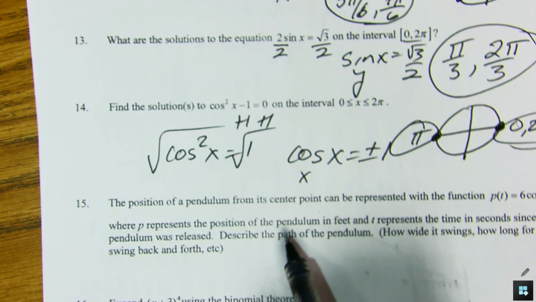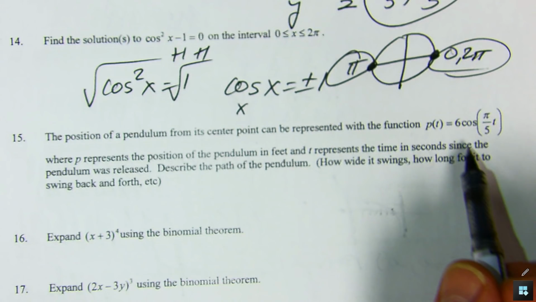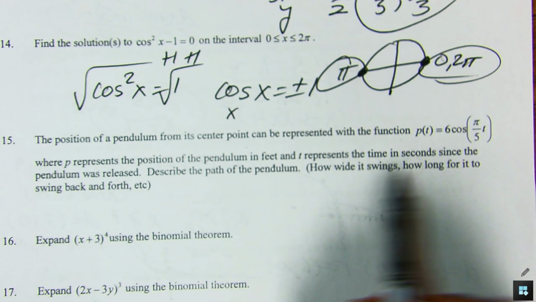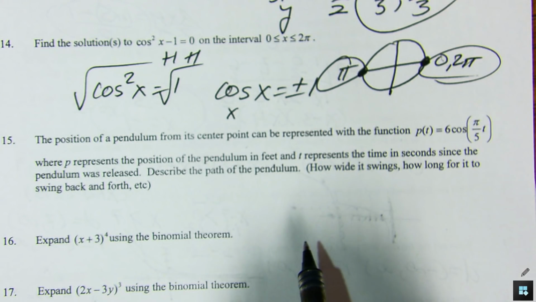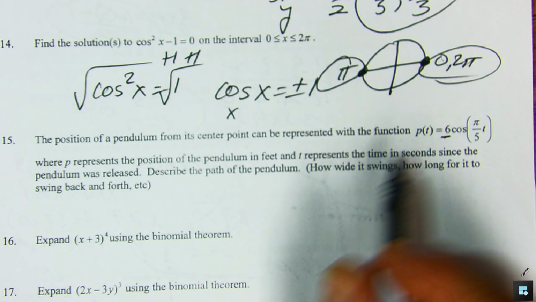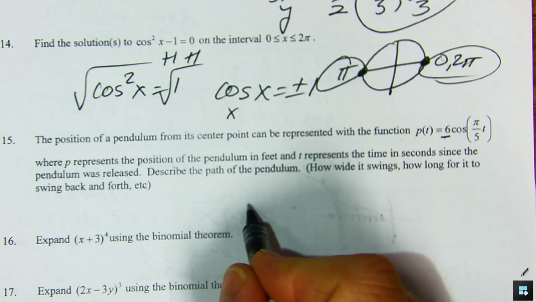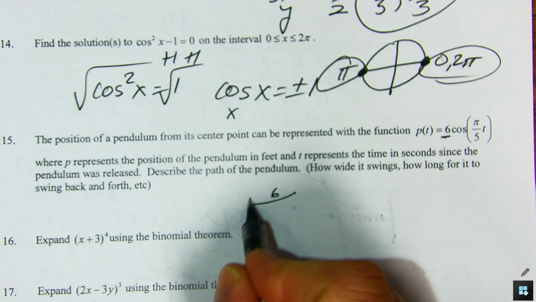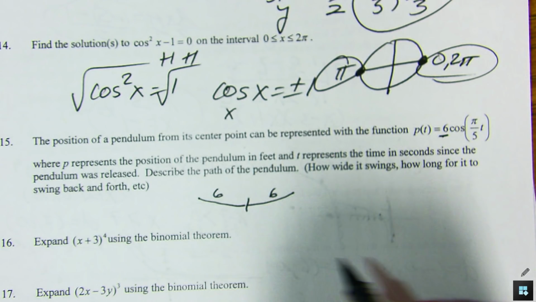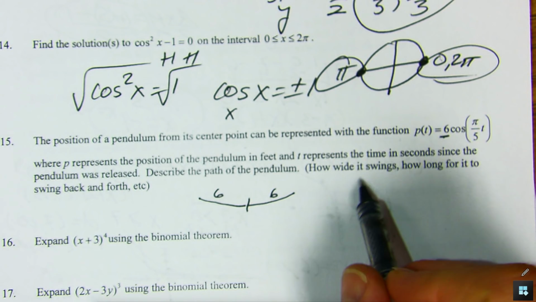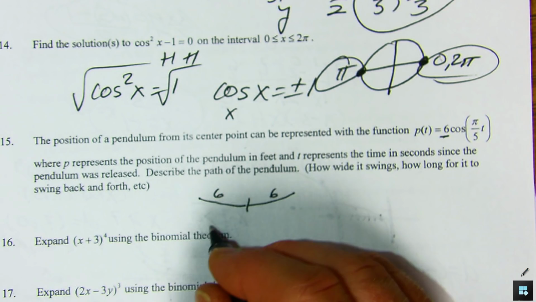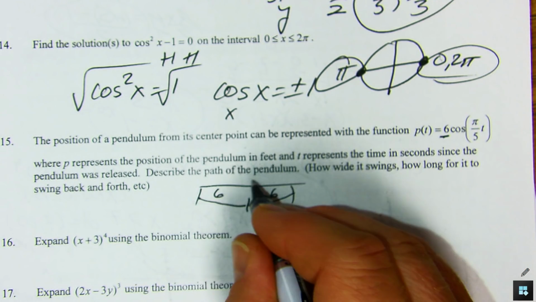The position of a pendulum from its center point can be represented with the function of this, where p is the position of the pendulum in feet, and t represents time. Describe the path of the pendulum, how wide it swings, how long it swings back and forth for, etc. Well, this amplitude 6 means it swings 6 this way, and it's going to swing 6 this way. So how wide it swings is a total of 12. So that distance there we're looking at is 12.